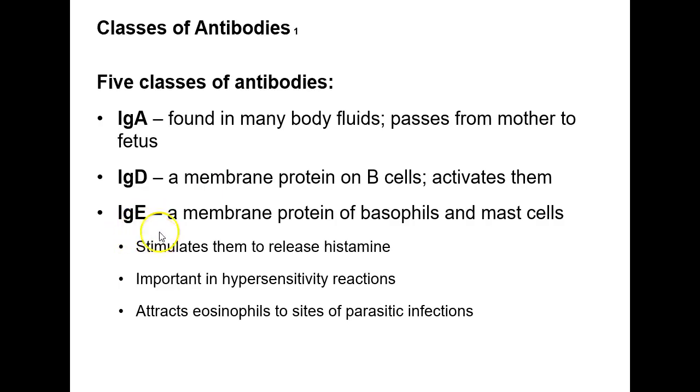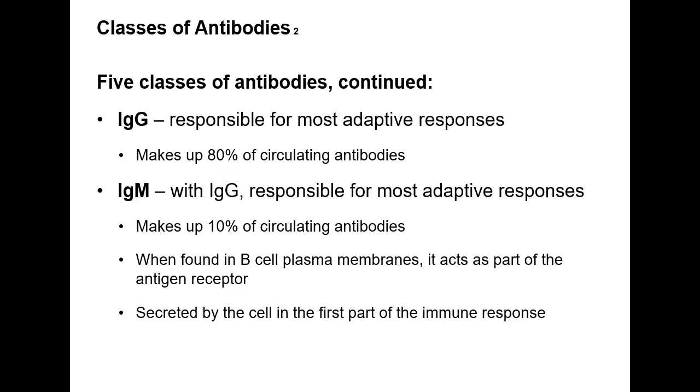IgE antibodies are typically ones found on the membrane surface of basophils and mast cells. Both of these cells are involved in producing histamines, and they're going to be highly involved in allergic responses and hypersensitivity responses to allergens and other types of antigens. This antibody IgE class is also going to be involved in helping us defend ourselves against parasitic infections as well.